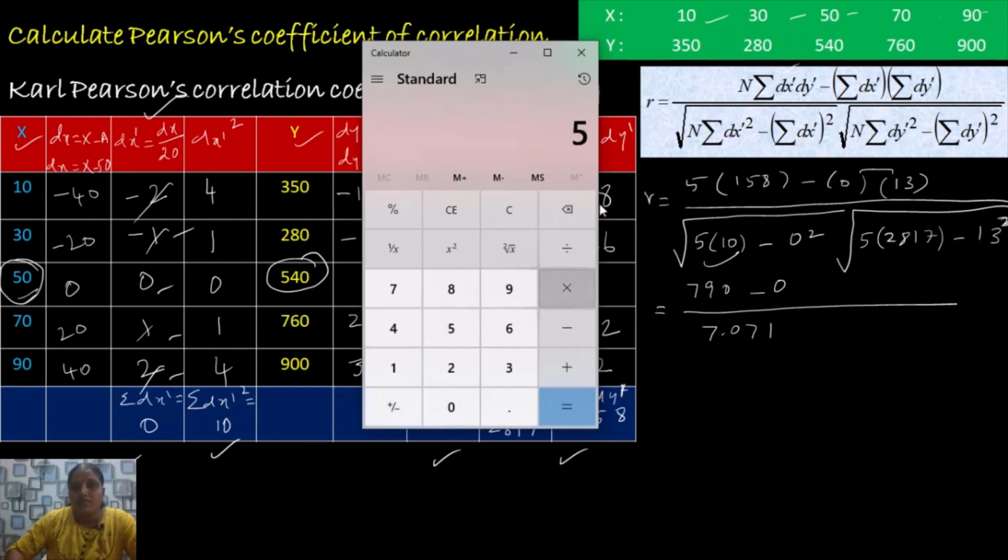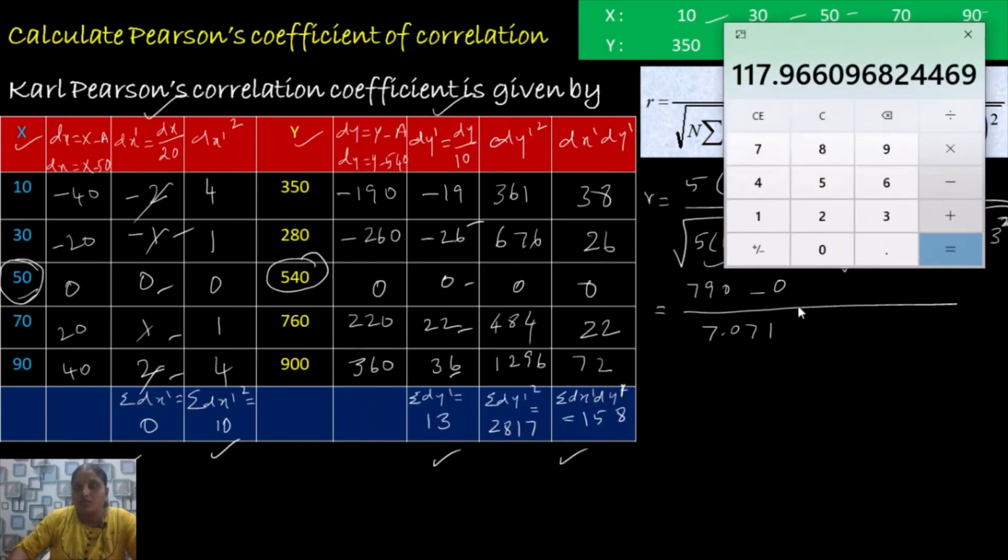Now 5 multiplied by 2817 equals 14,085 minus 13 square is equal to 13,916. If you take the square root of this value, you get 117.966. So the product includes 117.966.